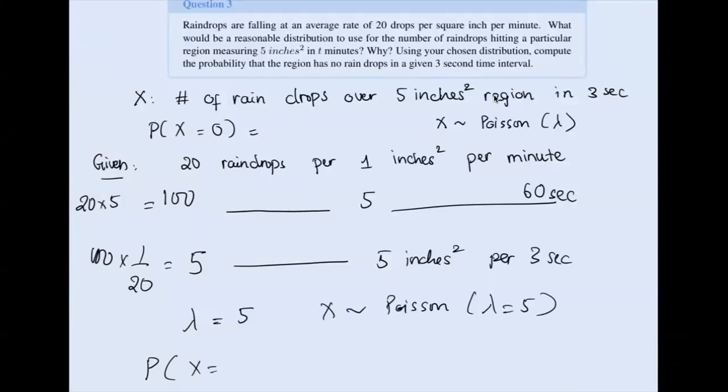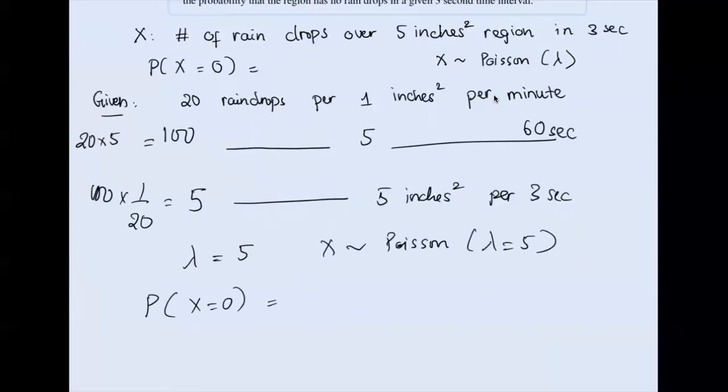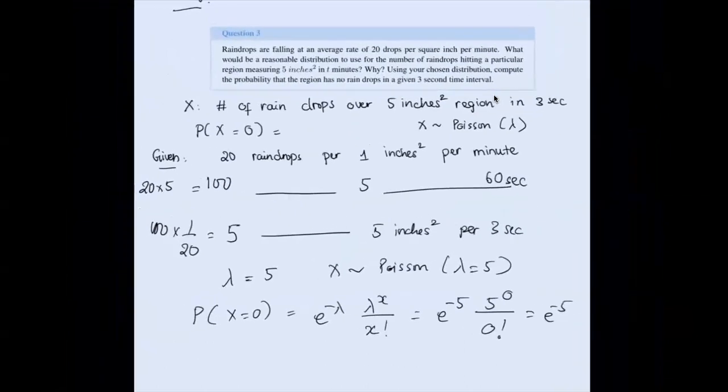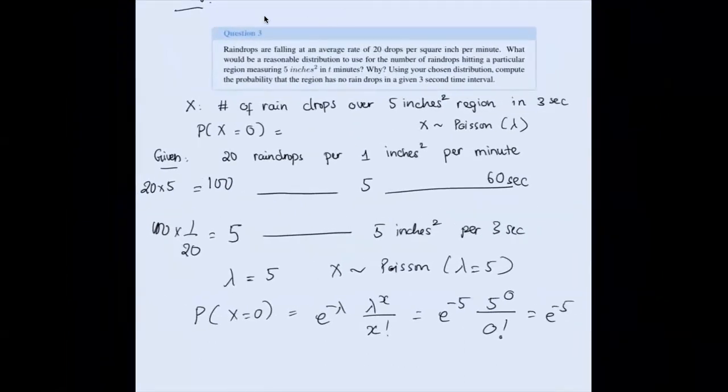Then probability X equal to 0 is given by this formula. Now we just need to plug the numbers in. Lambda is 5, X is 0. So this is what we got. Any question about that?